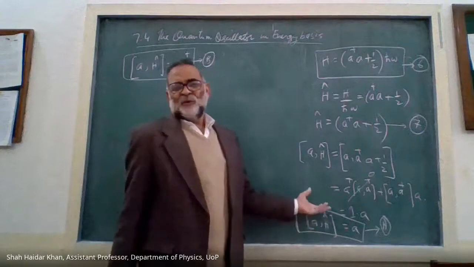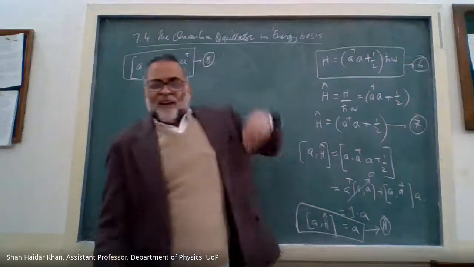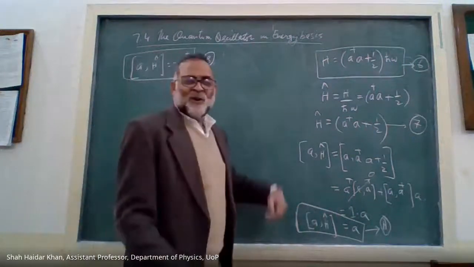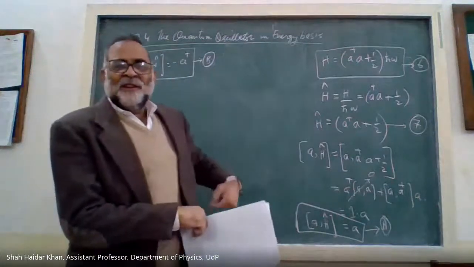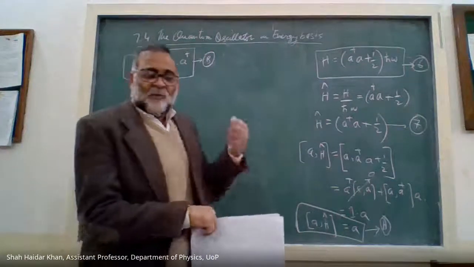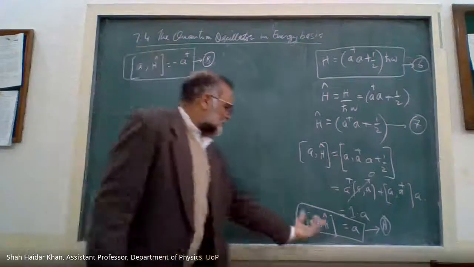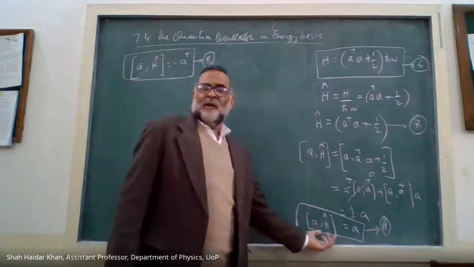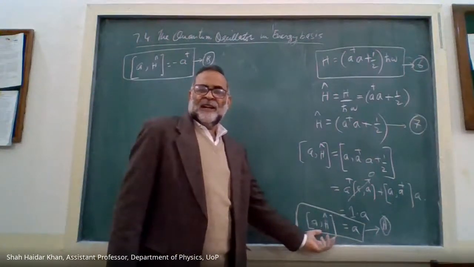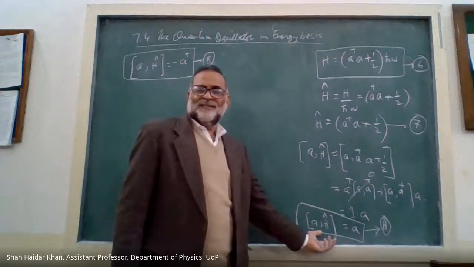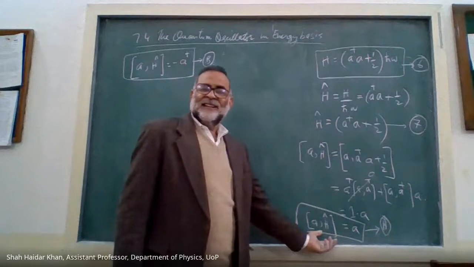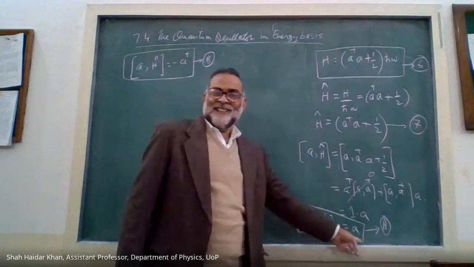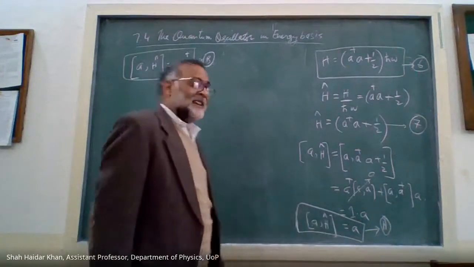We should keep these two relations in our pocket because sometimes we will need them, and we will pull them out of our pocket and use them. So we should remember this. The Hamiltonian and the operator A do not commute, and the commutator is A itself, right?